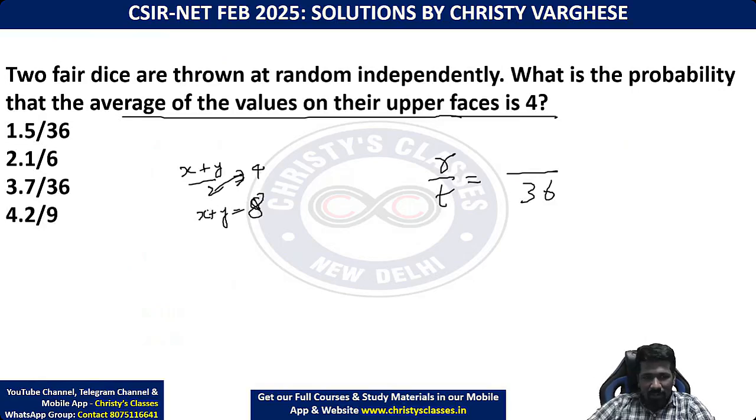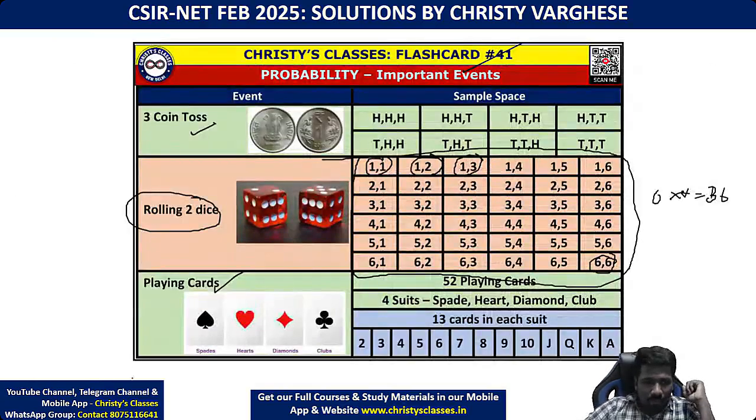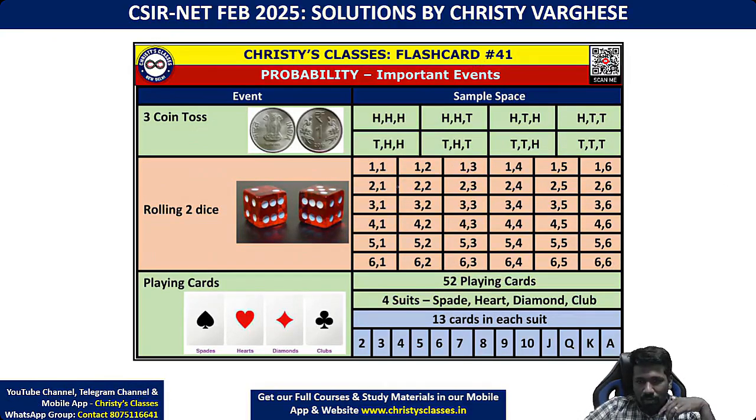ये एक हाइब्रिड क्वेश्चन है. प्रोबेबिलिटी और अरिथमेटिक मीन दोनों का कॉन्सेप्ट इसमें इन्वॉल्व है. सो सम ऑफ नंबर्स 8 कब होगा? सम ऑफ नंबर्स 8 होने के लिए 2 and 6 होना पॉसिबल है ना. 2 6 में 8 होगा, 3 5 8 होगा, 4 4 8 होगा, 5 3 8 होगा, 6 2 8 होगा. All of you are understanding this?